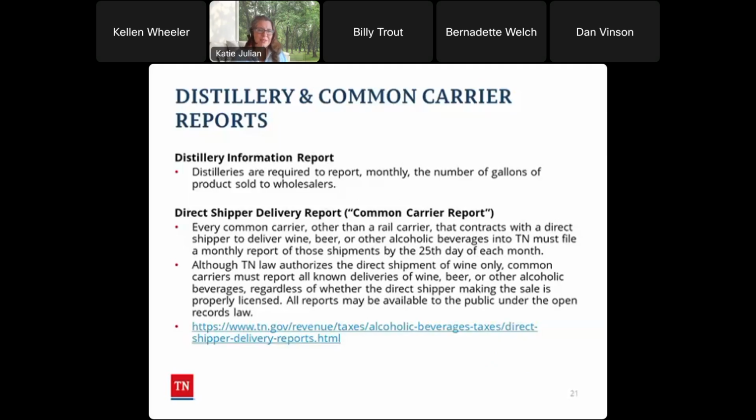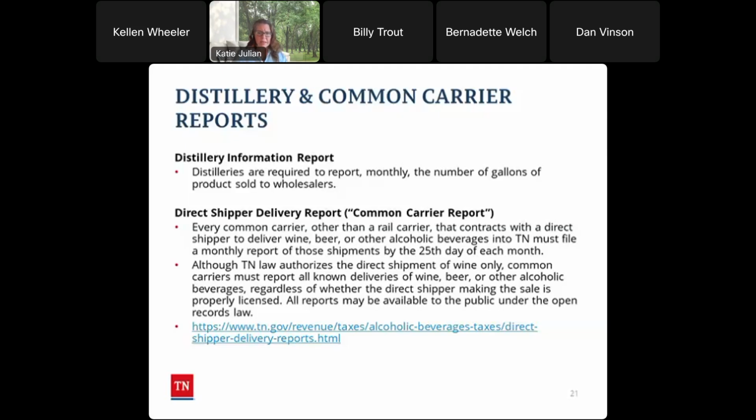The reports I was telling you about, we've got distillery and common carrier reports. The Department of Revenue is required to allocate a portion of the gallonage tax to each county where a licensed distillery is located. And this is Tennessee. We've got a lot of these distilleries. For the department to make this allocation, distilleries are required to report on a monthly basis the number of gallons of product sold to wholesalers. And that is what you see, the distillery information report.